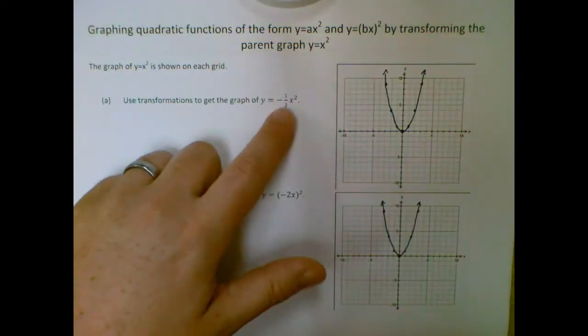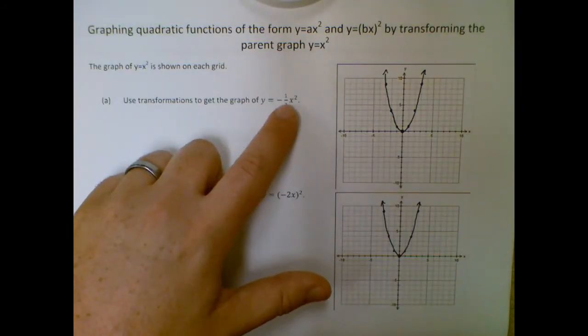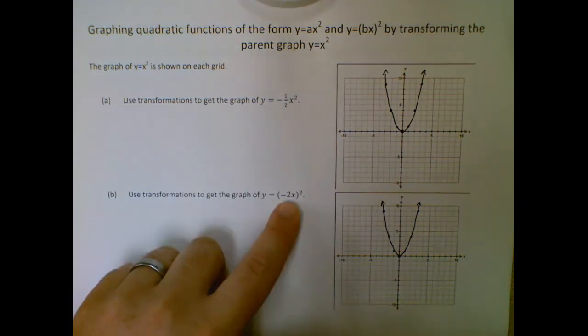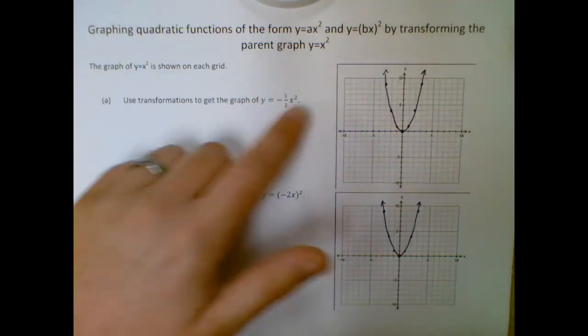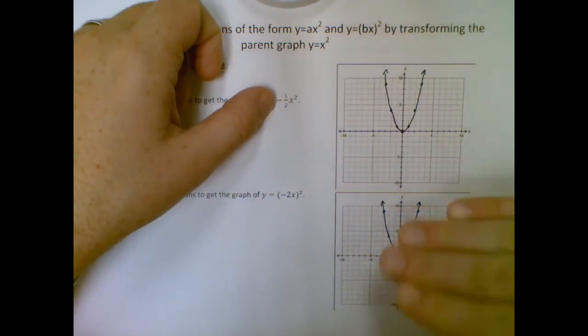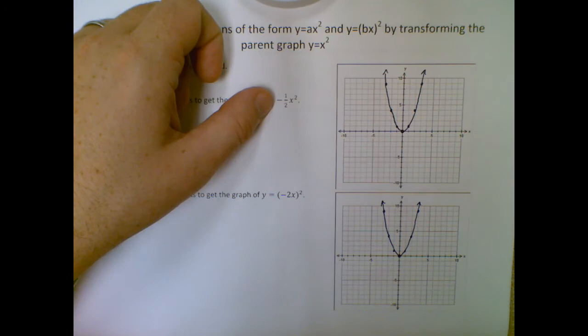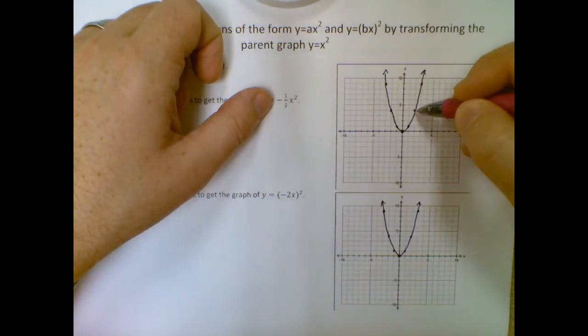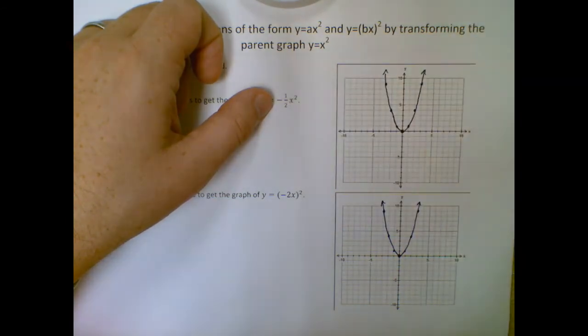So if it is set up like this, where it's negative 1/2 x squared, so the negative is not tied to the x like it is down here, or more specifically tied to the squared, then what that means is we're going to be flipping over the x-axis, so it's going to be flipping upside down. So the 1/2 tells us that however far away from the axis we are is going to get cut in half, and then the negative means it'll be on the other side.